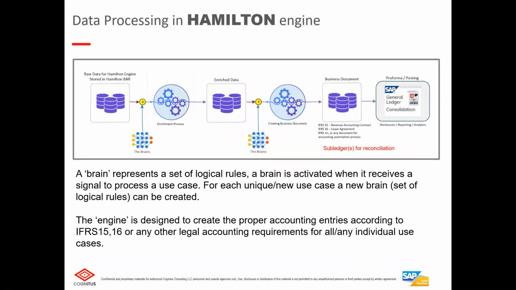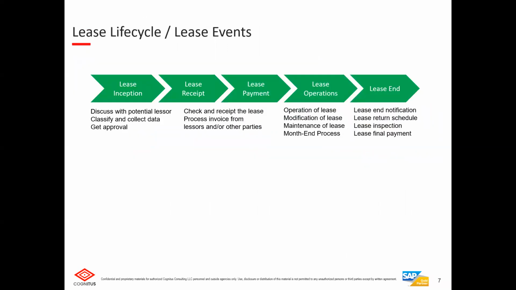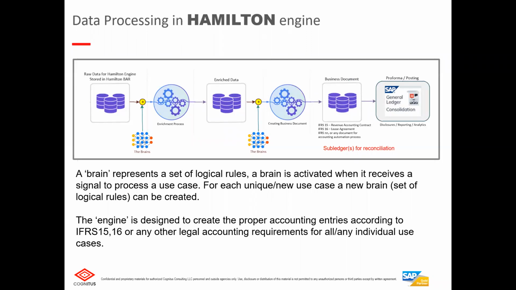Here, the raw data will be processed first by the first brain to enrich the data, and the second brain will be used to create the business documents and accounting documents. As I said, each event is defined as a use case with a set of logical rules.